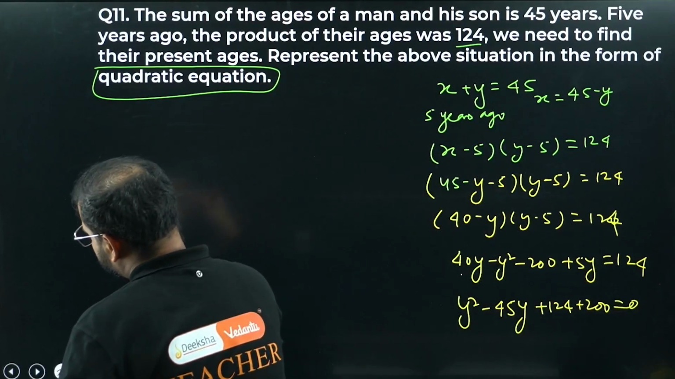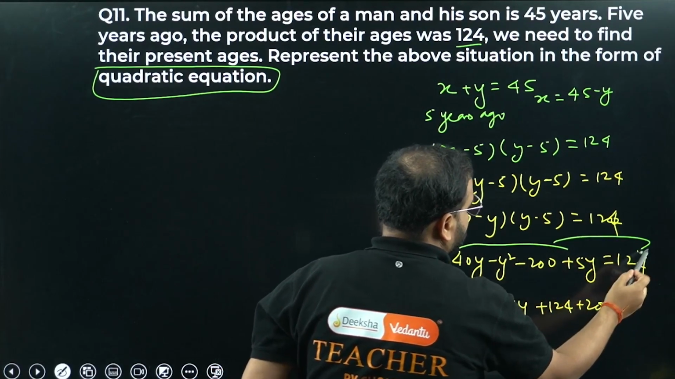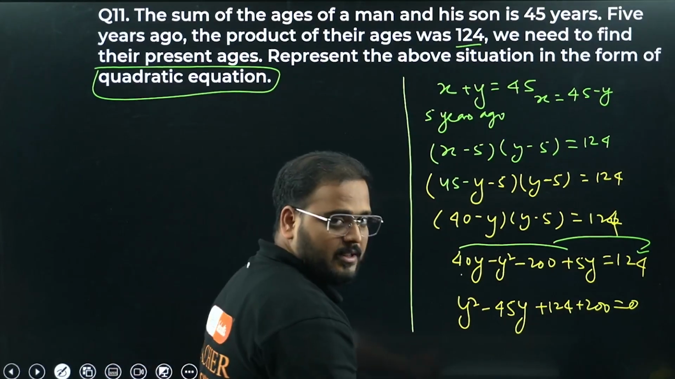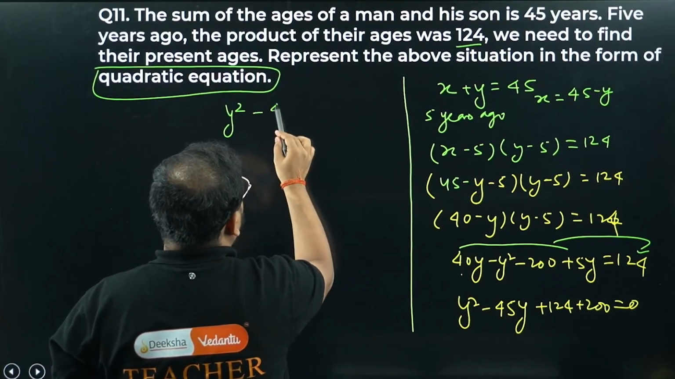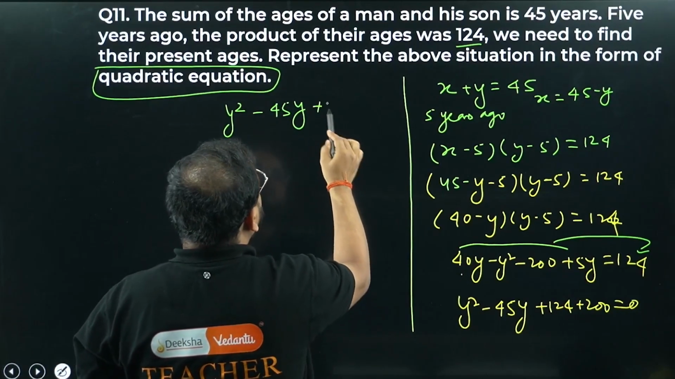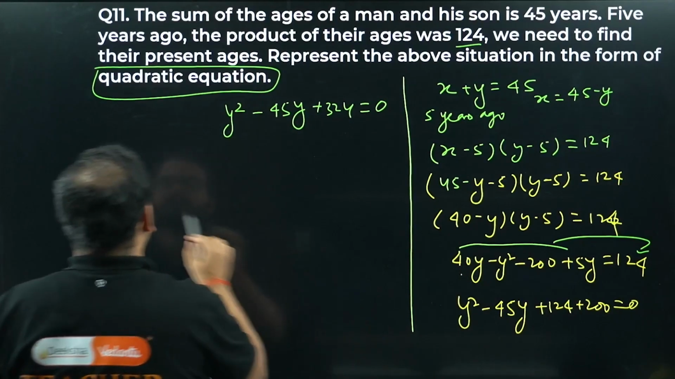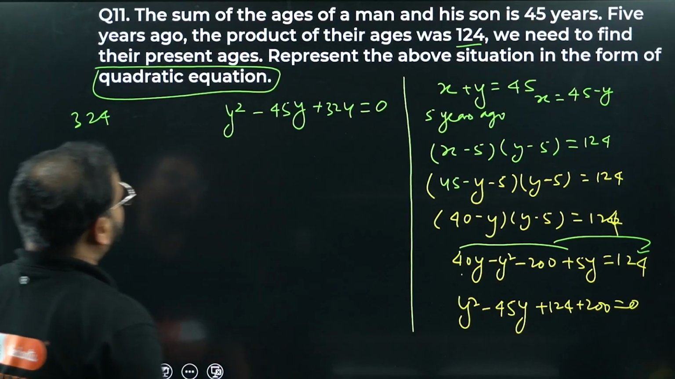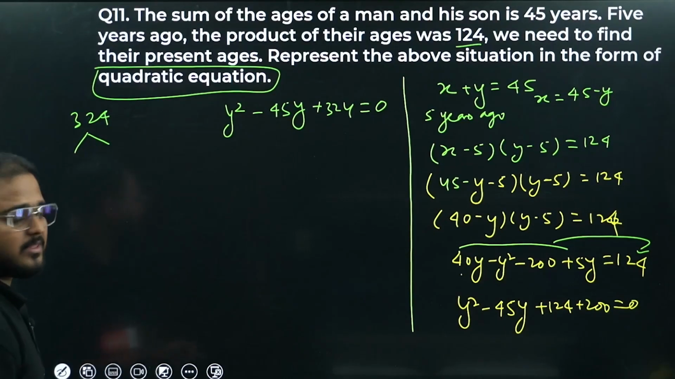How have I got this? By bringing everything from this side to this side. Great. Can you simplify this equation? Let's see. Y squared minus 45y plus 324 equals 0, sir. How can I factorize it? Please check. 324, sir. I can do with 4 plus 2 is 6 plus 3, 9. I can do with 9, right? Check here, 9.